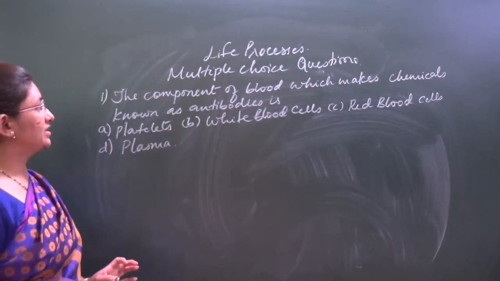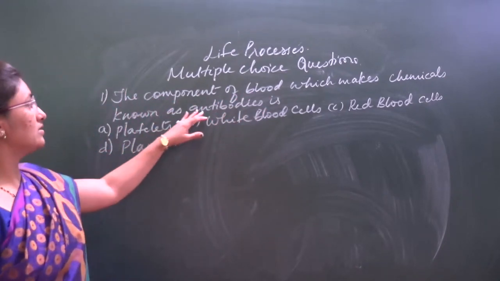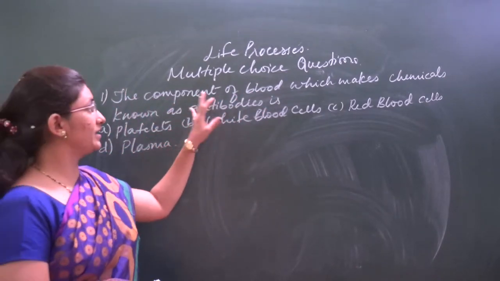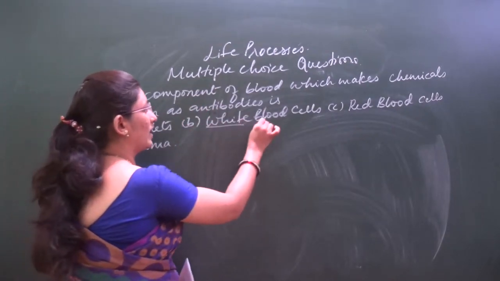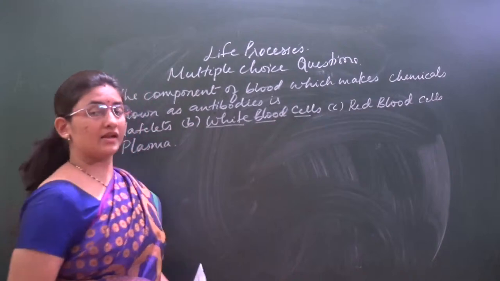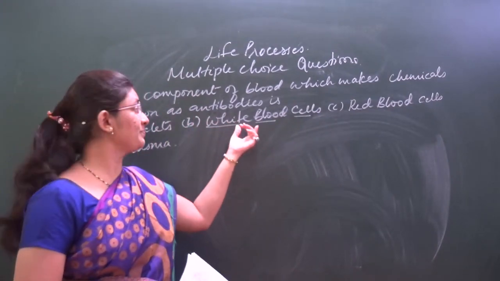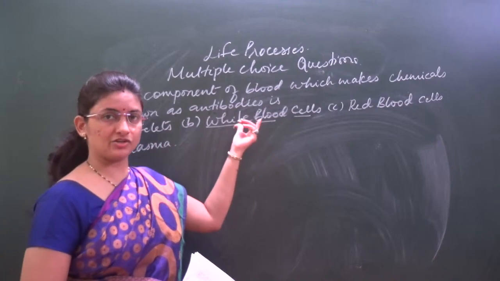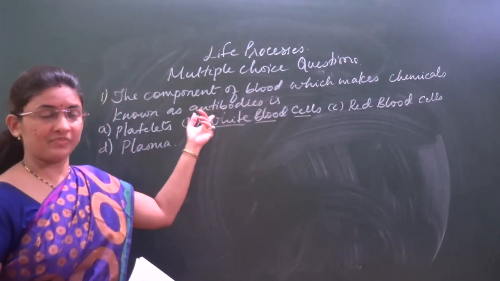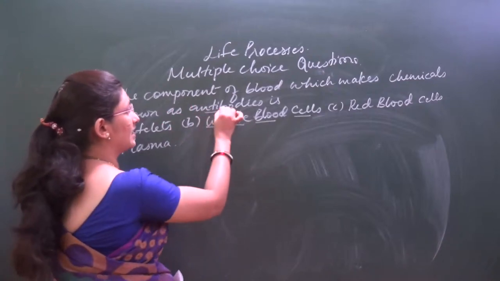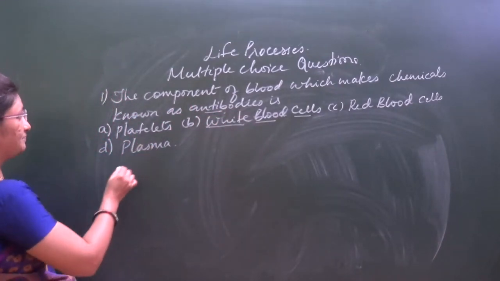So, the question they have asked is: the component of the blood which makes chemicals known as antibodies. Right? The antibodies are formed by the white blood cells. The white blood cells, as we know, are the soldiers of the body. They help to fight against infection, and to fight against infection, the antibodies are required. So, the antibodies are produced by the white blood cells in human beings.